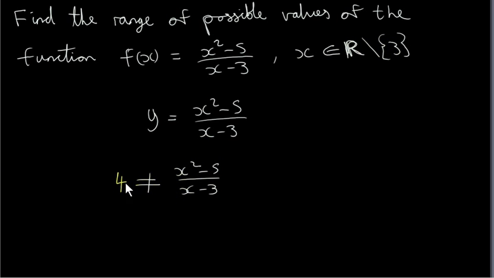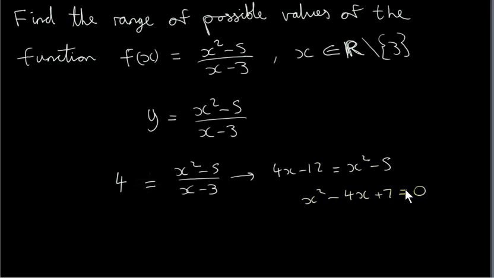To see why that is so, just for this one value, we can try to solve this equation. So I will pretend that there is such a value of x that gives us a value 4. I can try and solve this, multiply both sides by x minus 3. So we get 4x minus 12 equals x squared minus 5. Bringing this to one side, we get x squared minus 4x plus 12 minus 5, which is plus 7, equals 0.